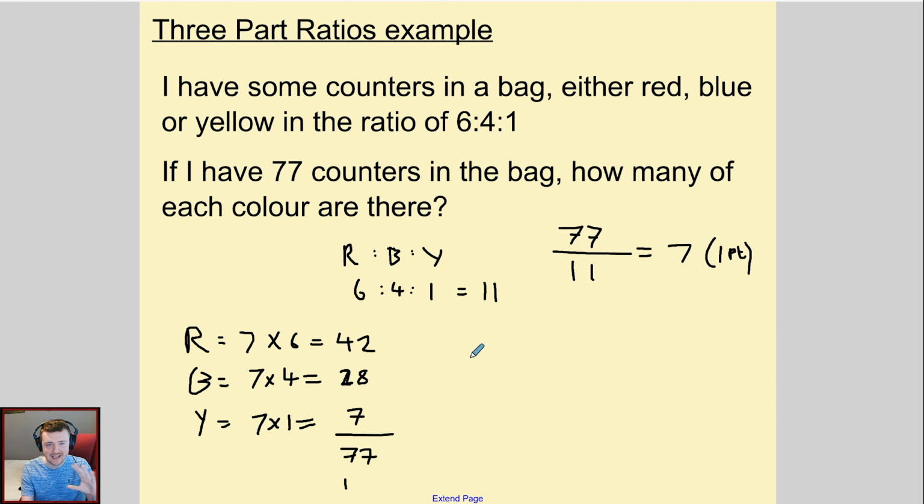But you see, it's exactly the same when we're sharing stuff out, whether there's only 2 or whether there's 3. Identical in terms of the method. Okay. So that is sharing stuff out. And remember, we'll be coming back to 3-part questions as we go along.